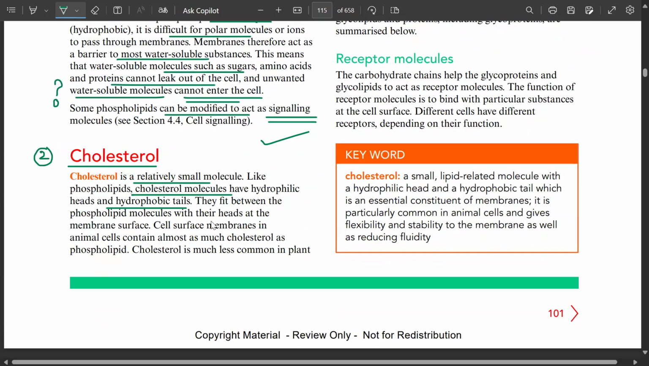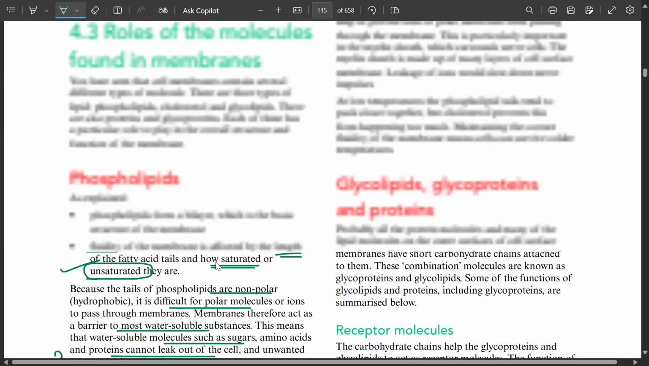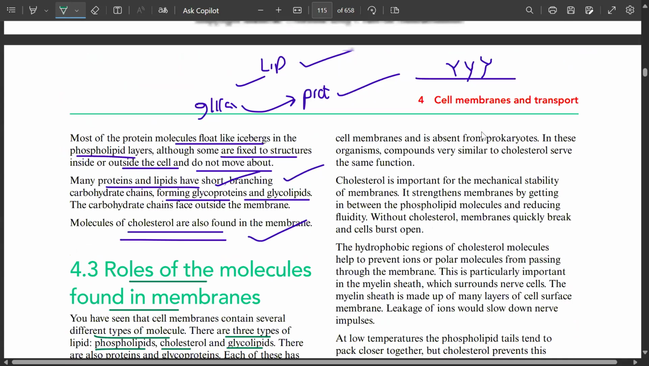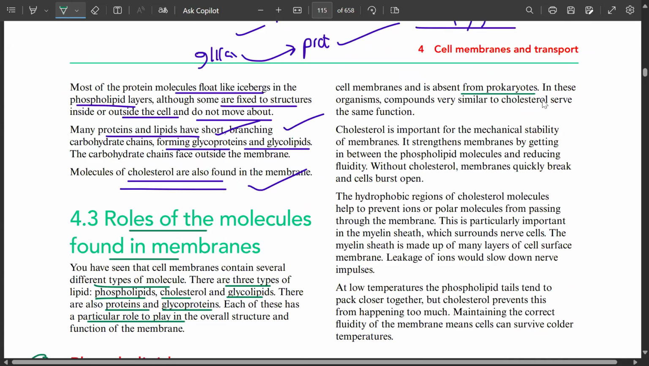Cell surface membranes in animal cells contain almost as much cholesterol as phospholipid, and cholesterol is much less common in plant cell membranes and is absent from prokaryotes. In these organisms, compounds very similar to cholesterol serve the same function. Cholesterol is important for the mechanical stability of membranes. It strengthens the membranes by getting in between the phospholipid molecules and reducing the fluidity. Without cholesterol, membranes quickly break down.